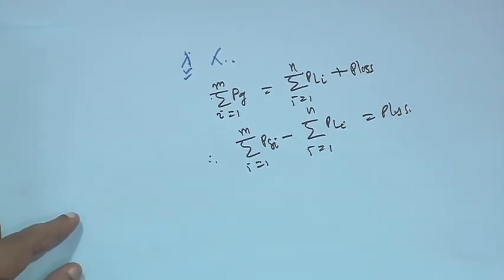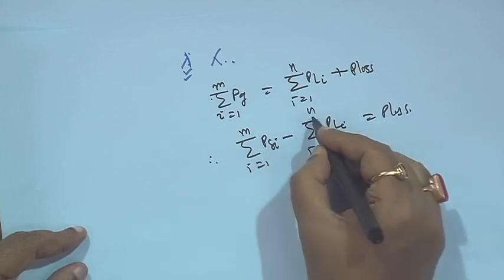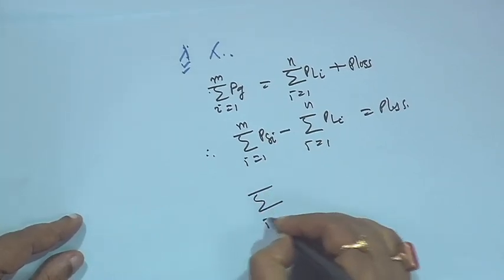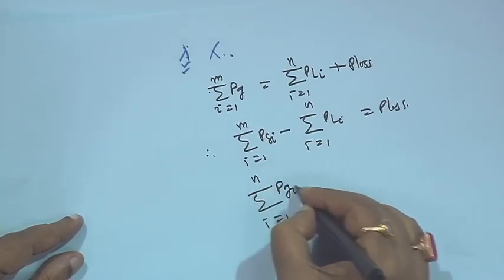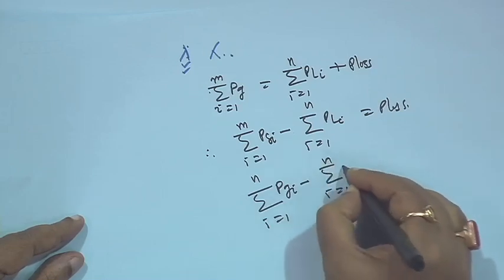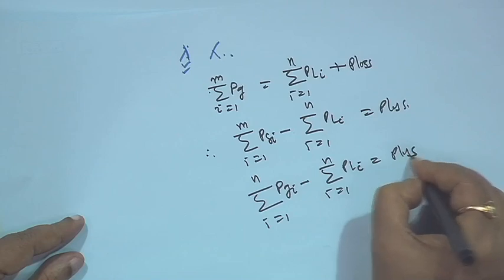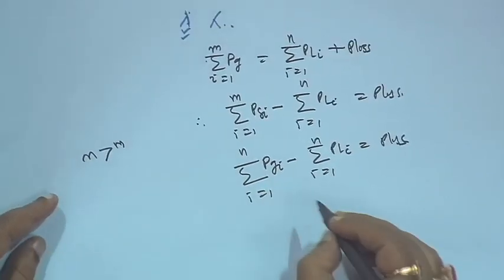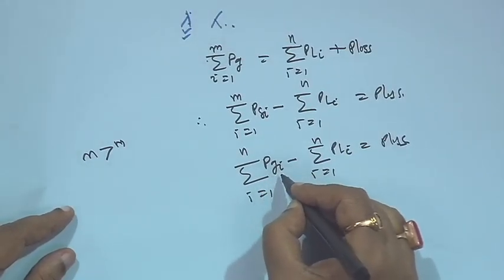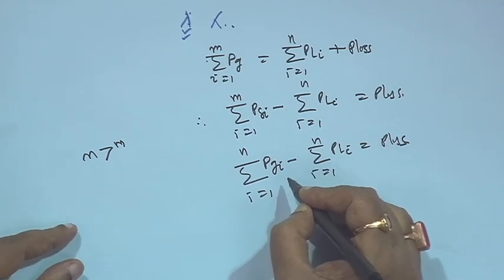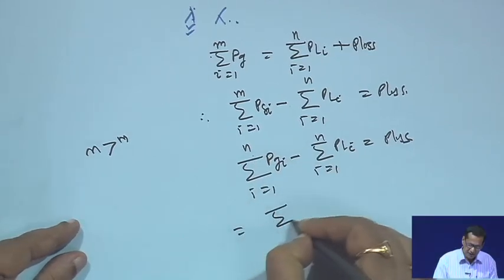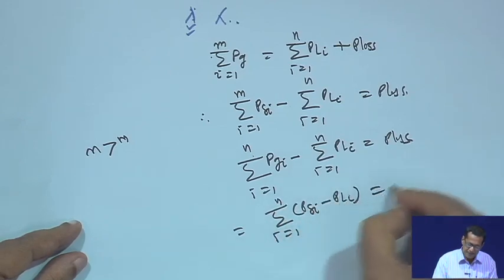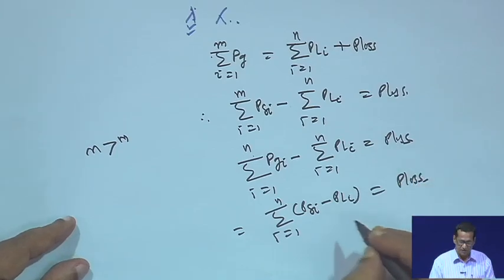Now, you have N number of buses and M number of generators. So, instead of that, we can write this equation like this: sigma I equal to 1 to N PGI minus sigma I equal to 1 to N PLI is equal to P loss, where N is greater than M. Where generators are there, you consider PGI. If it is not there, PGI is 0. So, we can write sigma I equal to 1 to N of PGI minus PLI is equal to P loss, right.